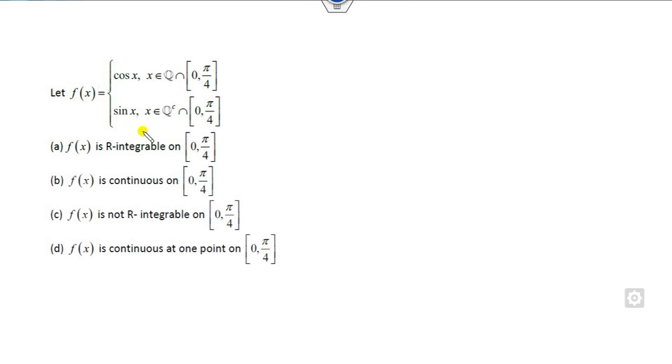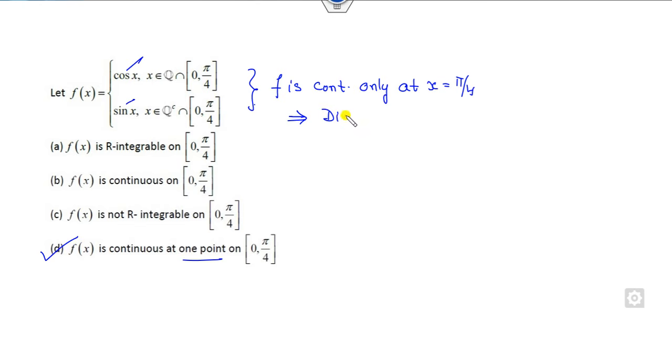Okay, look at this another one. Is the function Riemann integrable or not? First of all, is it a bounded function? Yes, because cos and sine are both bounded functions. Fine. Now, is it a continuous function? This function is continuous only at x = pi/4, because cos and sine exist over the domain 0 to pi/4, only at pi/4. What does it mean? f is continuous only at one point. Correct option.